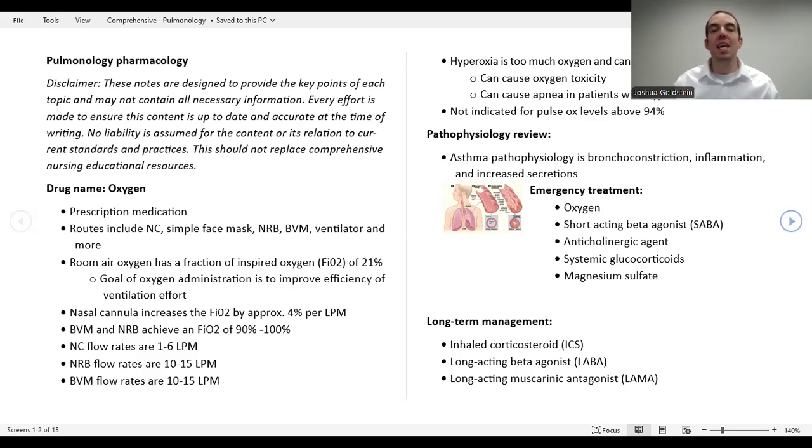Problem number two is the patient chronically has asthma, and we need to manage their asthma. So we're going to first start talking about the emergency treatment, and then we're going to talk about the long-term management. But before we go any further, let me break it down for you. When we have a patient who has acute asthma, we're going to treat them acutely. Now, at what point do we treat chronically? The answer there is based on the patient's symptoms.